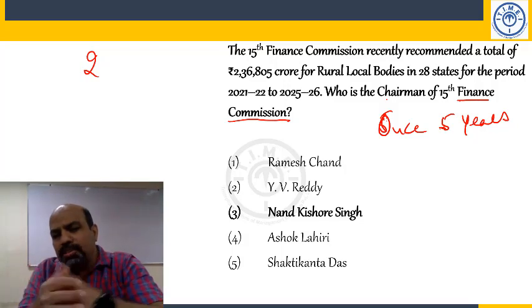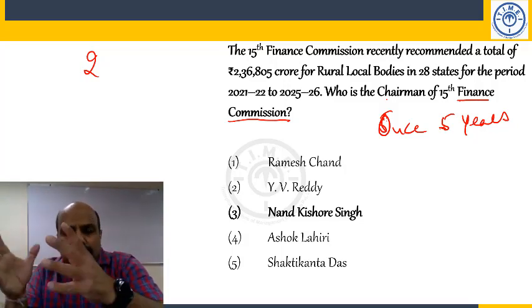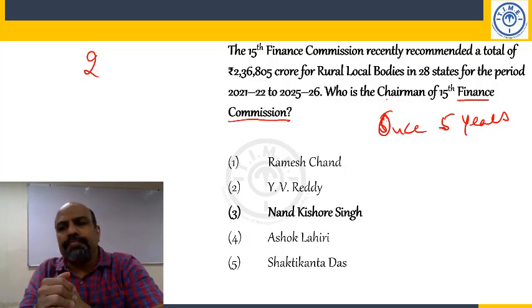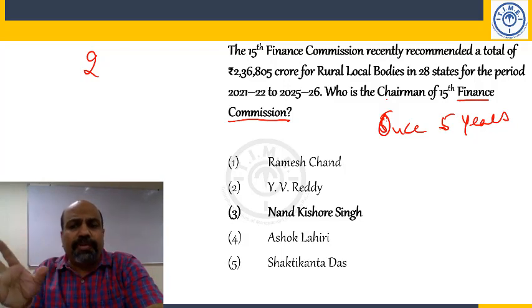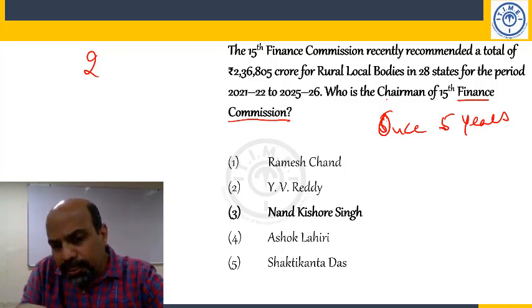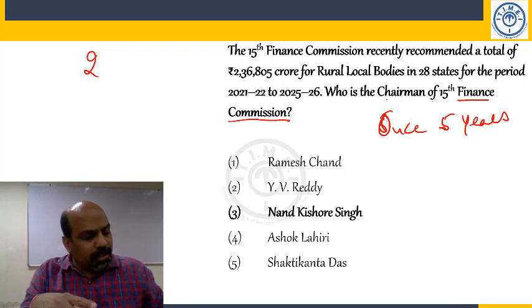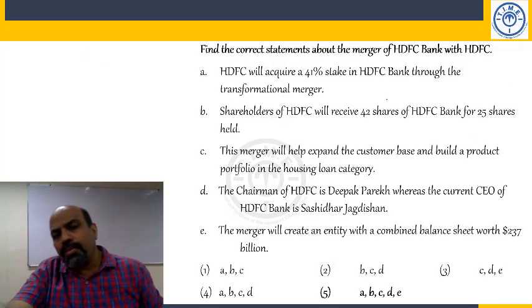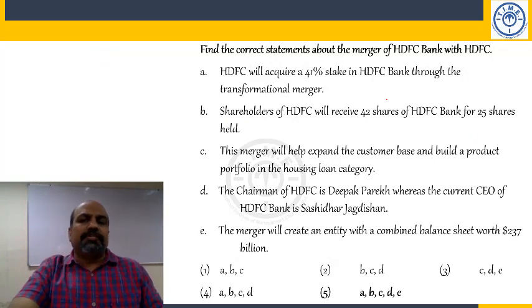So we will not go there, the choices. The current Governor of RBI is Shaktikanta Das. Okay. If you want to write that, 15th Finance Commission Chairperson, what's the name? 15th Finance Commission Chairperson is Nand Kishore Singh, N.K. Singh, it's there in the question. Nand Kishore Singh. Next. Find the correct statement about the merger of HDFC Bank with HDFC.